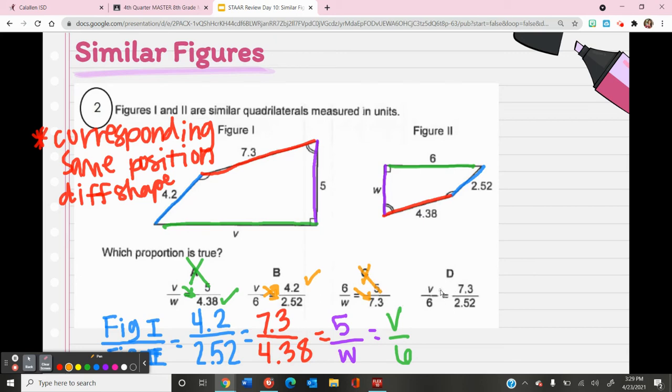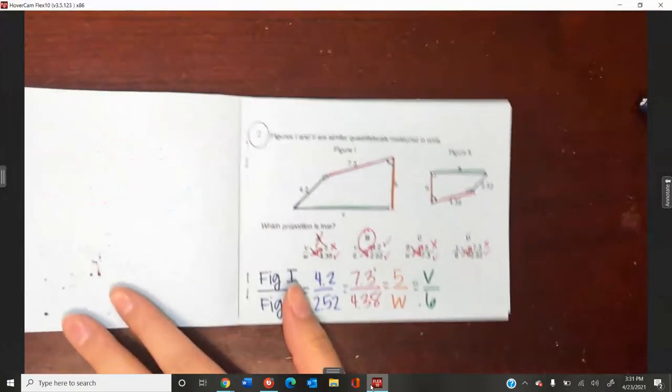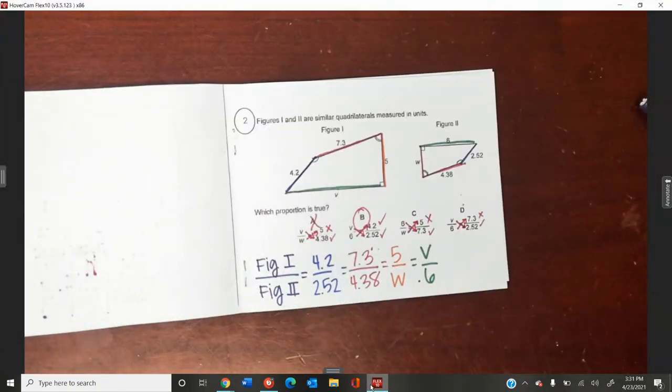Then I have D. I have V diagonal to 2.25, which I do. Whenever they are diagonal to each other, I should have 4.2 and 6 diagonal to each other, which I do not. So again here, B is our answer. So now looking at your foldable, this is everything you should have written down for number 2.